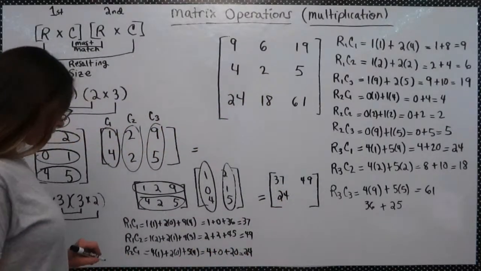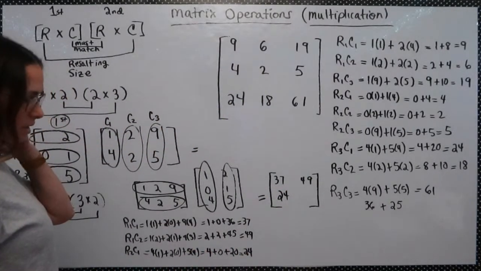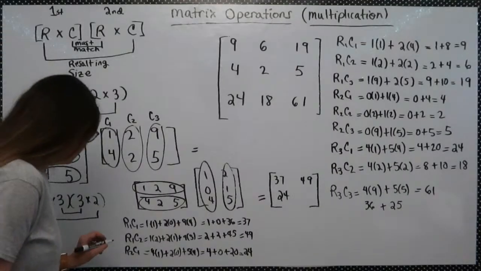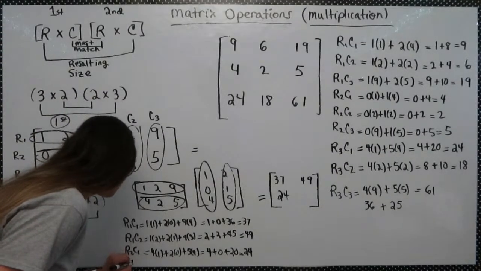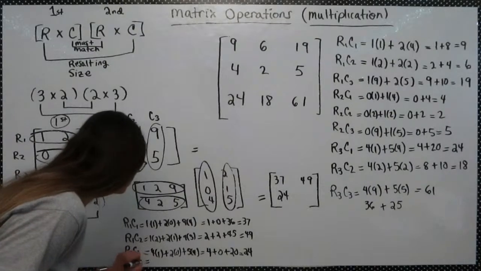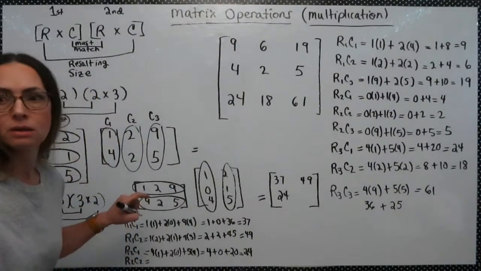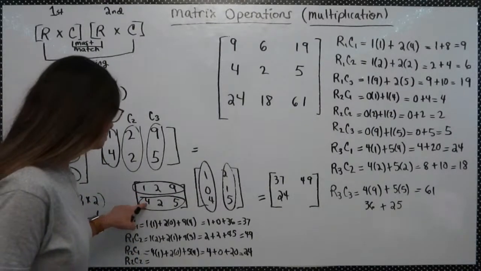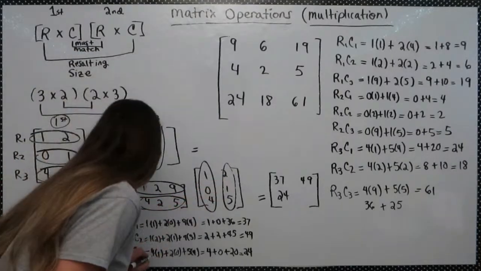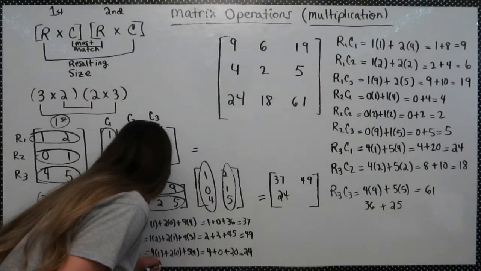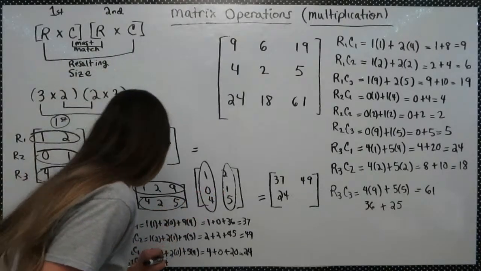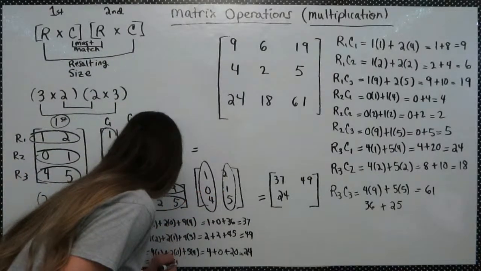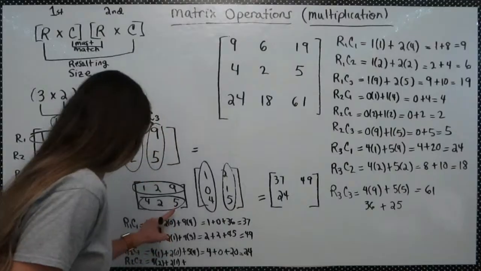All right, and I'm going to try and sneak that last one in here. I think I can. So that's row 2, column 2. So 4 times 2 plus 2 times 1 plus 5 times 5.